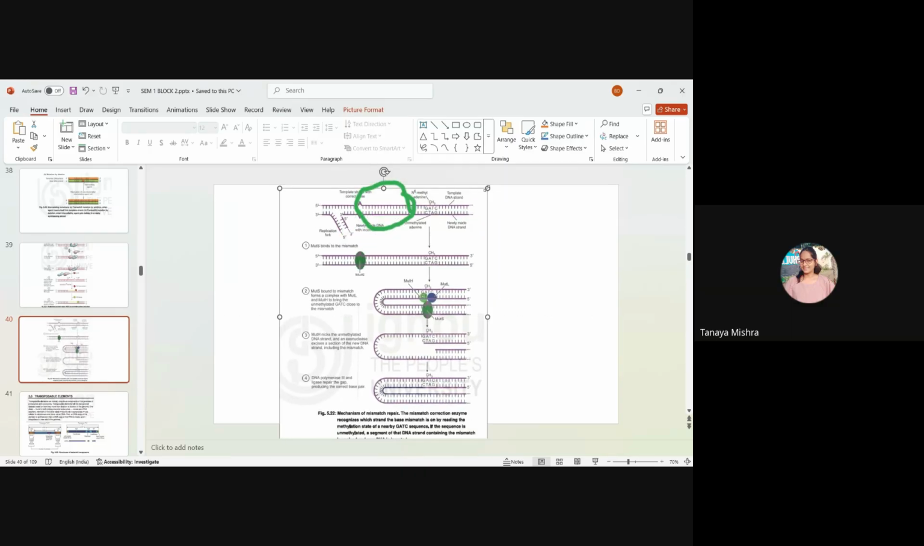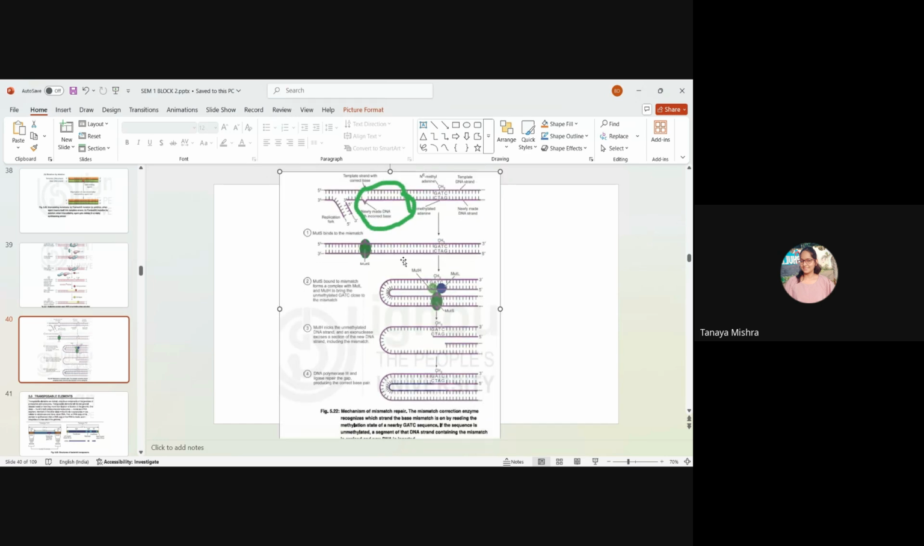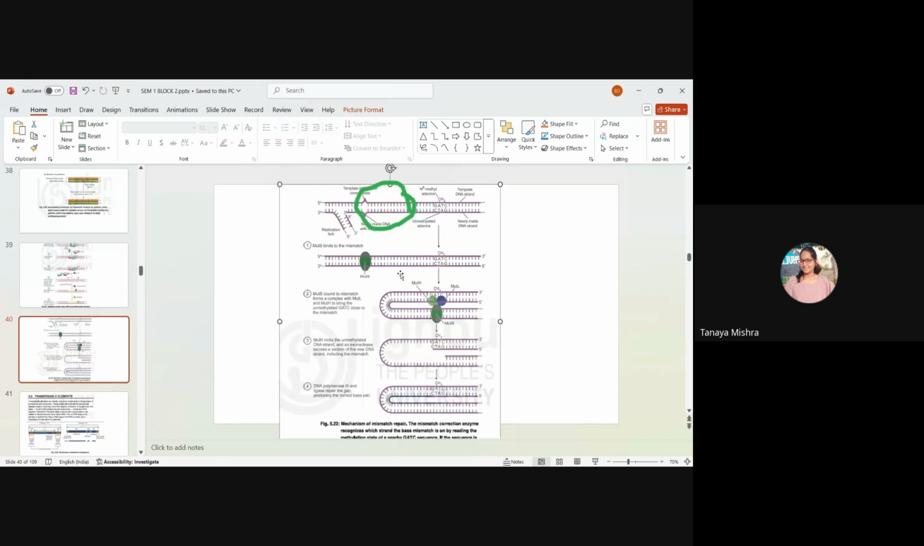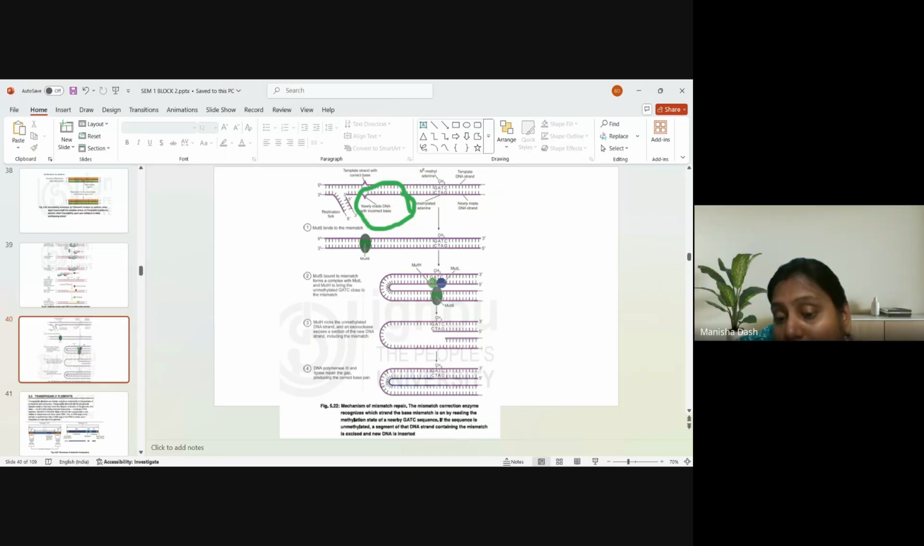And does this repairing system occur during the replication or anytime? No, actually it occurs during the replication. See, the UV radiation one may occur anytime, because it's not necessarily that the pyrimidine dimers will be formed only during replication. But this mismatch repair is actually a kind of proofreading activity of the DNA polymerase. So it occurs mostly during the replication process. Okay.